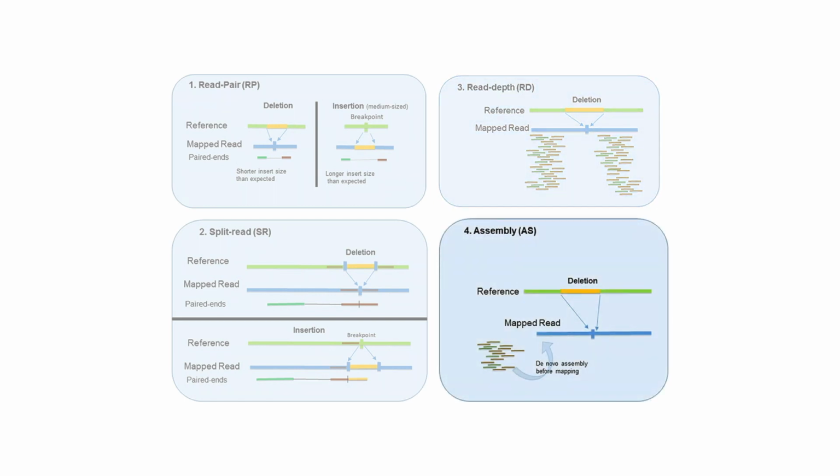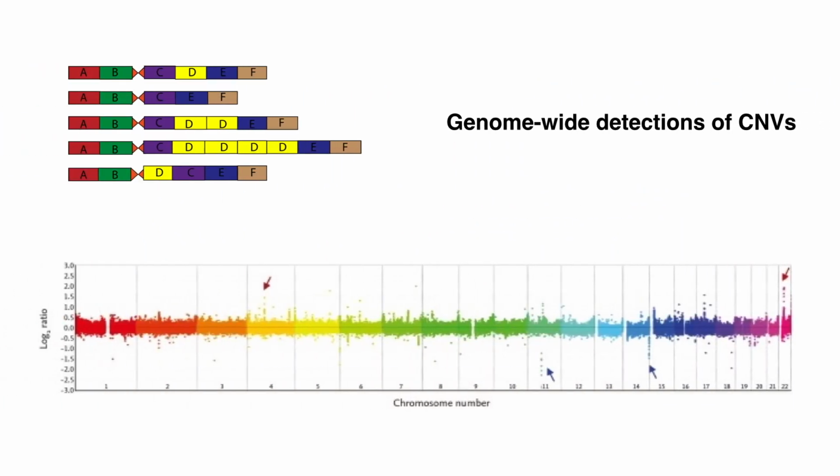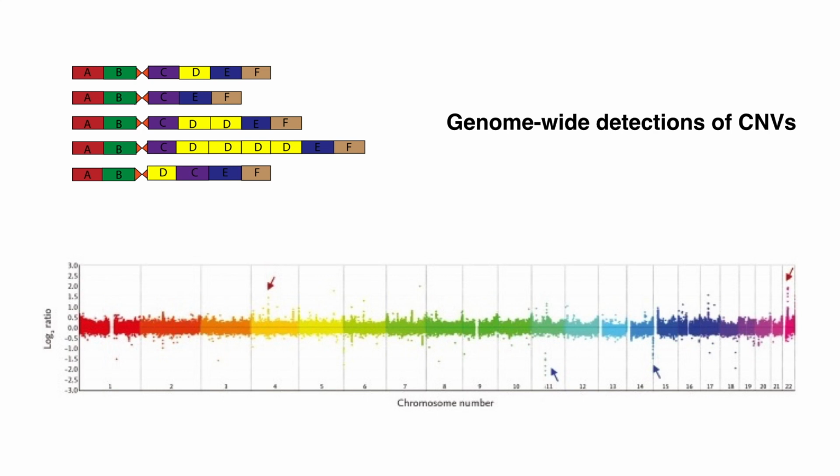Finally, the assembly-based method, which first generates a contig or scaffold that is then compared with the reference genome to discover structural variation. Here's an example of genome-wide detection of CNV. The lower plot shows an example of genome-wide CNV detection using oligoarray comparative genomic hybridization. Red and blue arrows represent copy number gains and losses, respectively.